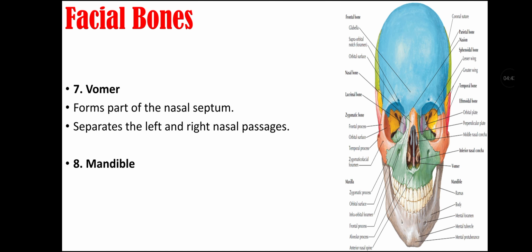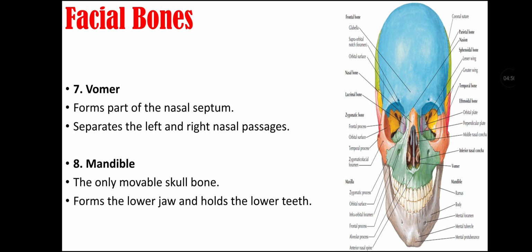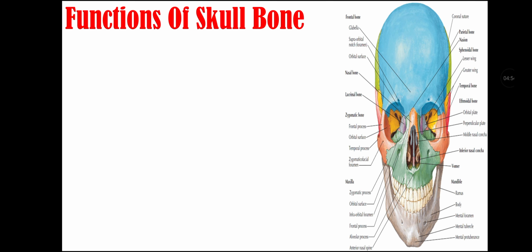Next bone we have is mandible, that is also the unpaired bone of facial skeleton. It is the only movable skull bone. It forms the lower jaw and holds the lower teeth. Now let's talk about functions of skull bone.